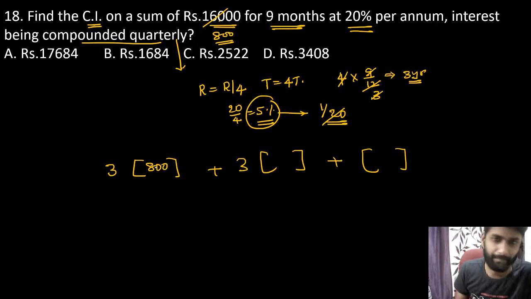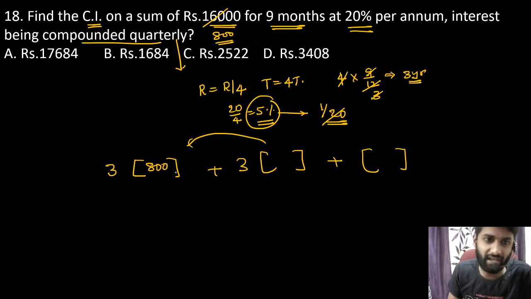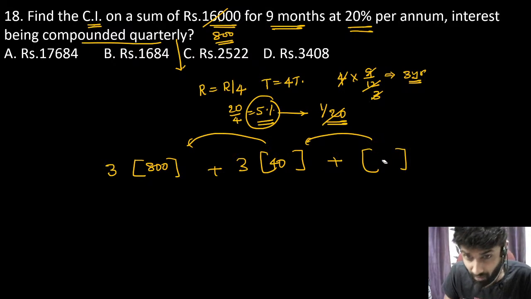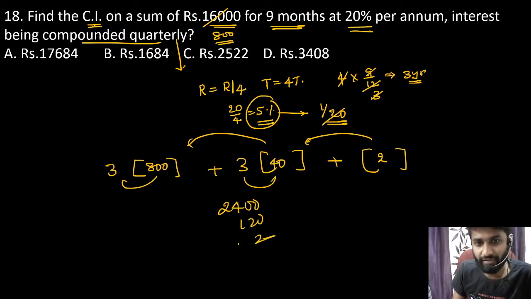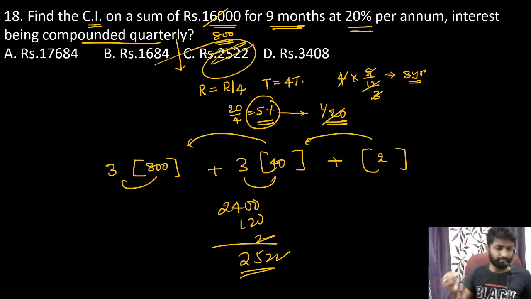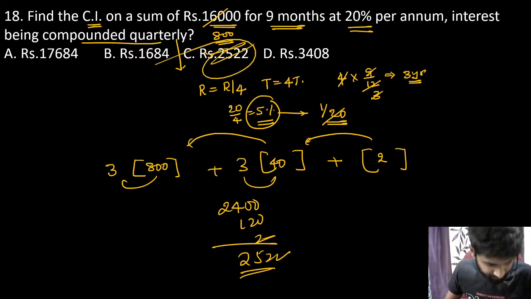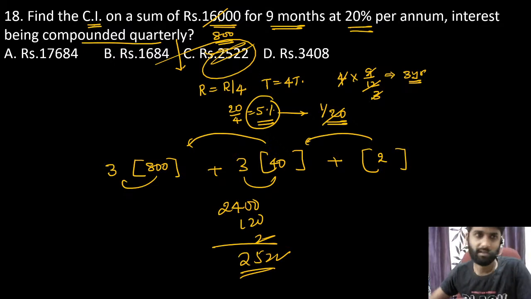This is the first box. If you want the second box, it is 1 by 20th of 800, the value becomes exactly 40. For the final box, 1 by 20th of 40 is equal to 2. Now if you see the calculation, 800 threes are 2400, 40 threes are 120, left with the 2. The value becomes 2522. Clear?